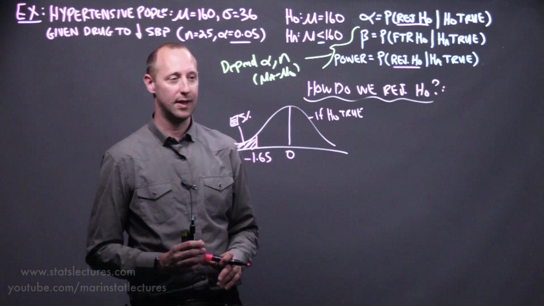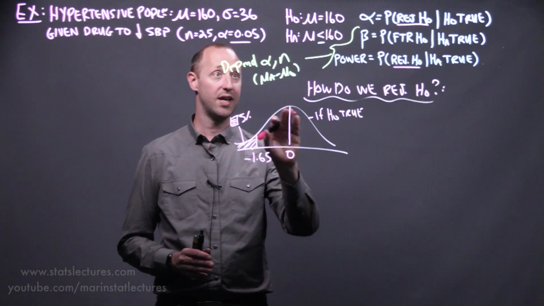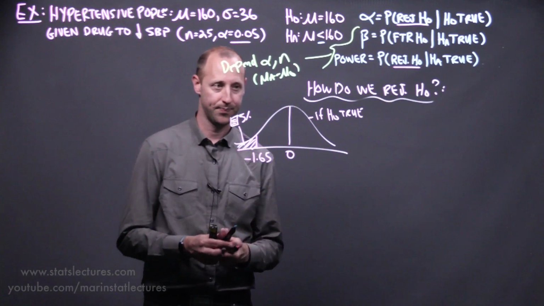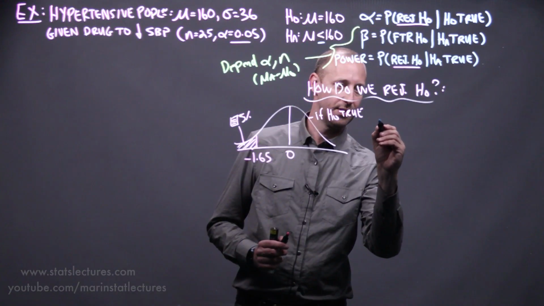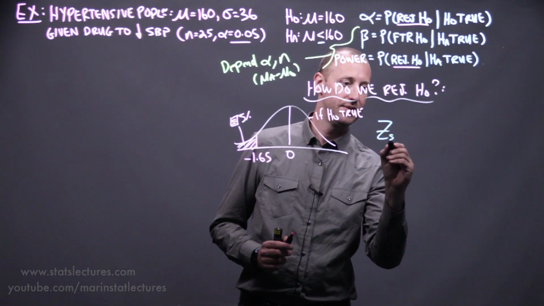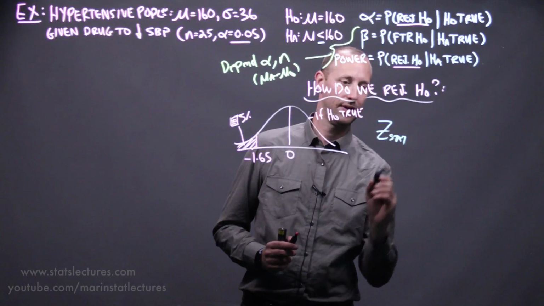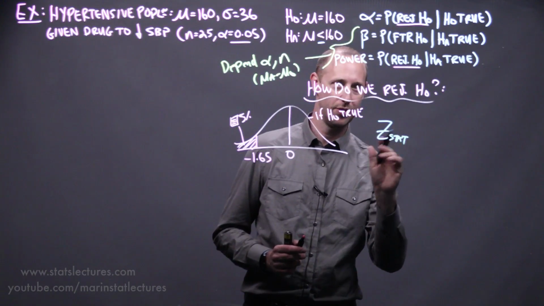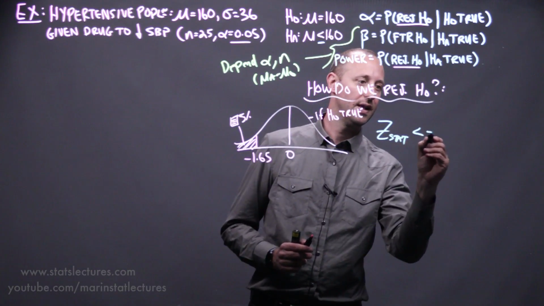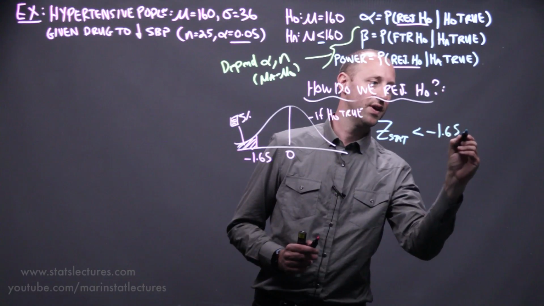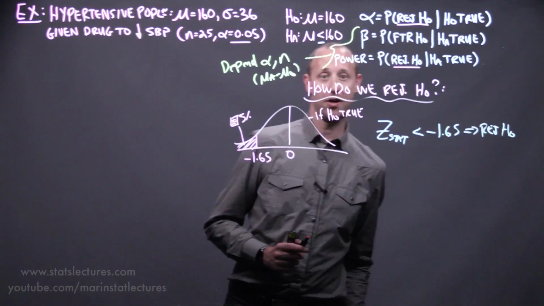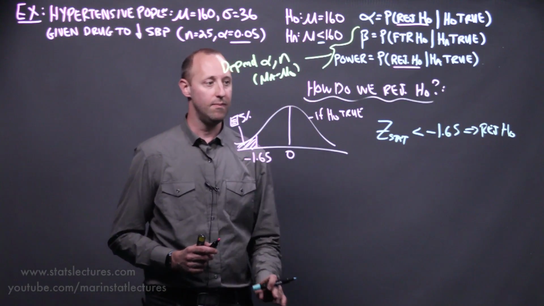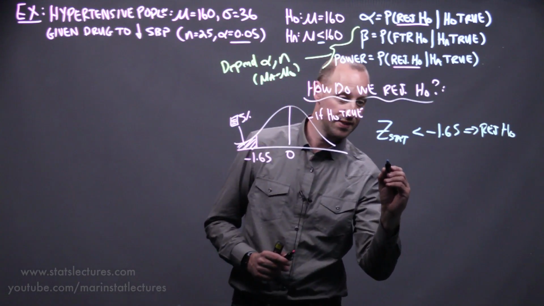Now, let's take this back on the scale of the sample mean. Okay. So, let's write that down first here. Any Z statistic, or technically it should be T statistic, but we're using Z to simplify, less than negative 1.65 implies we're going to reject our null hypothesis.